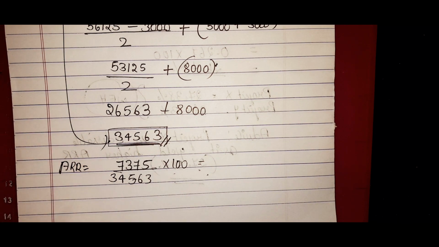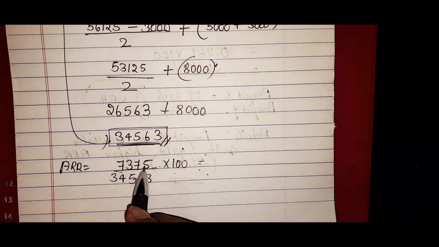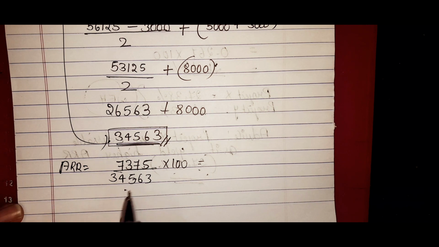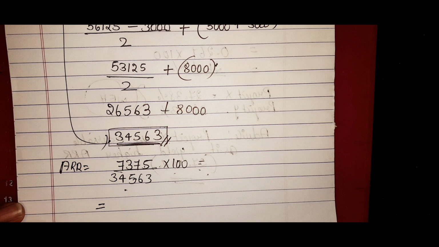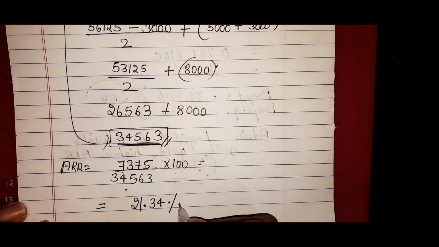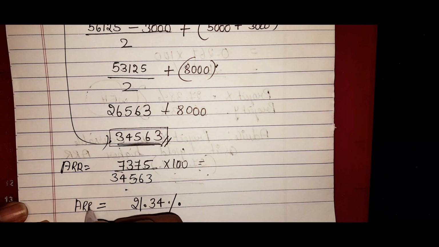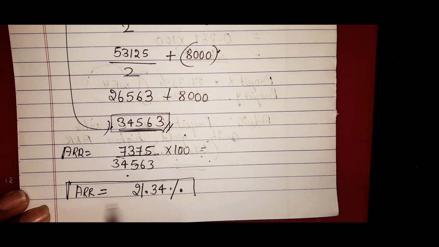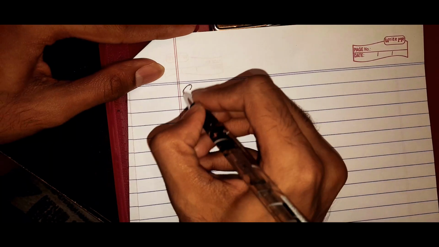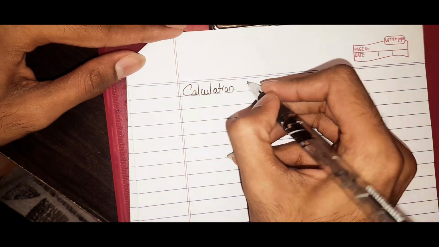So 7,375 divided by 34,563 into 100. If you do, you will get the answer 21.34%. So ARR is equal to 21.34%. This is now for machine X. Now let us try to find out for machine Y.